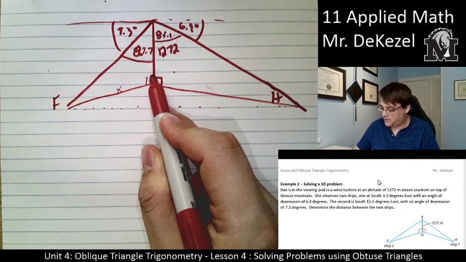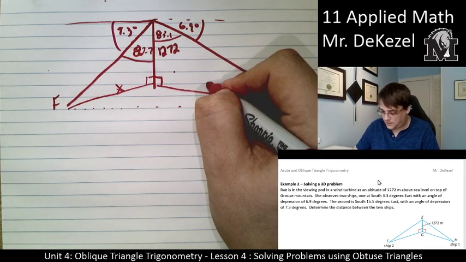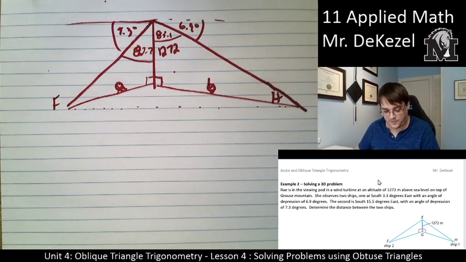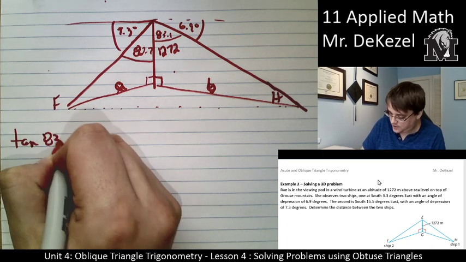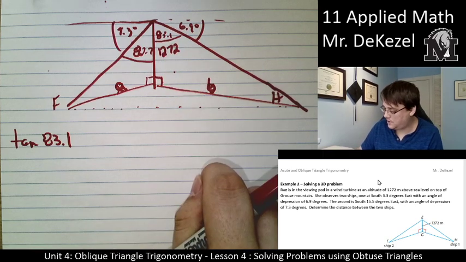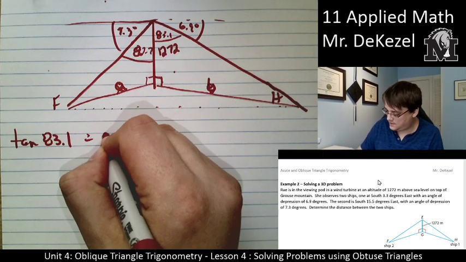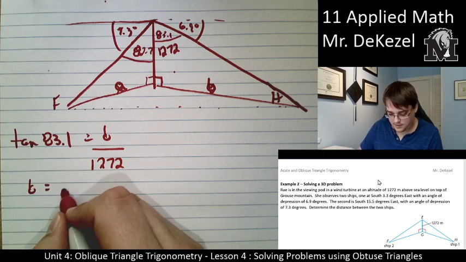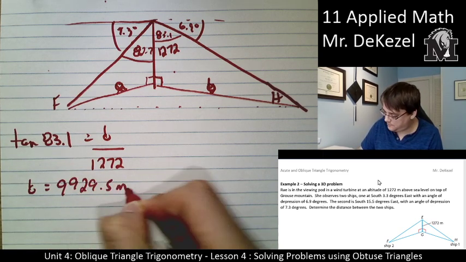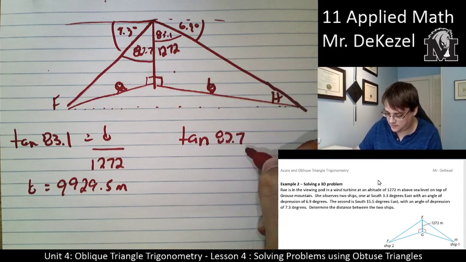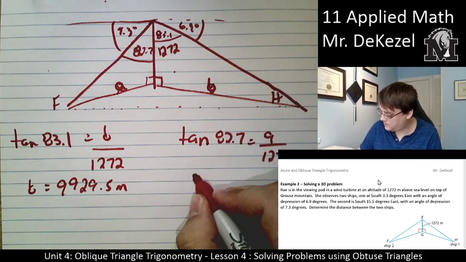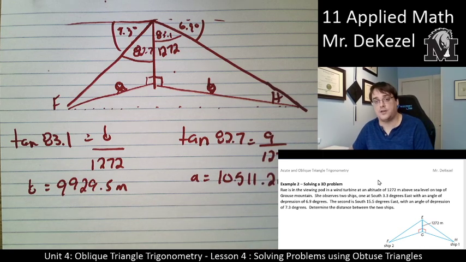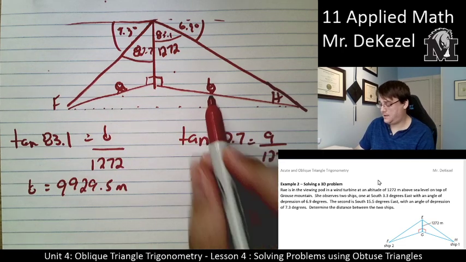So now what I can do is determine, using a simple trig ratio, because I know that the mountain is square with the ground, I can find out the lengths here and here. We'll call them A and B, I guess. So tan of 83.1, that's for this one, is equal to opposite over adjacent. So that is B over 1272. B then equals 9929.5 meters. And the tan of 82.7 is equal to A over 1272. A is equal to 10,511.2 meters. So I have now found this side and this side.